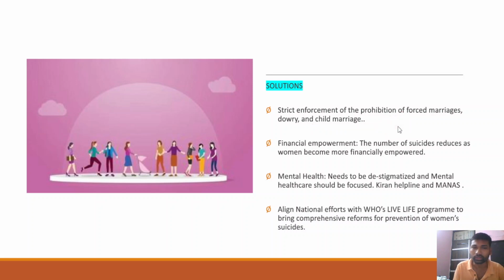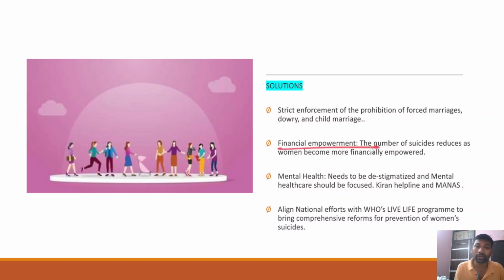Even though there are legislations, because of poor implementation of those legislations, women are still subjected to dowry, child marriages, and forced marriages against their will. So over a period of time, this is a major driving force for women committing suicides. So what do we need to do? We need to implement these programs in letter and spirit more effectively, with strict enforcement of the prohibition of these practices.